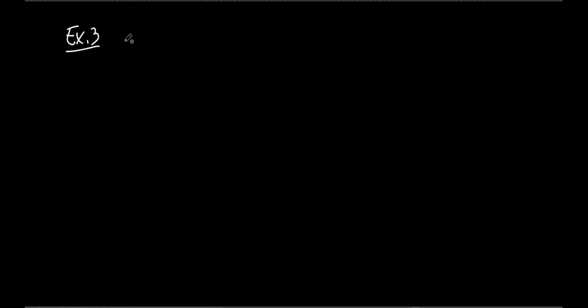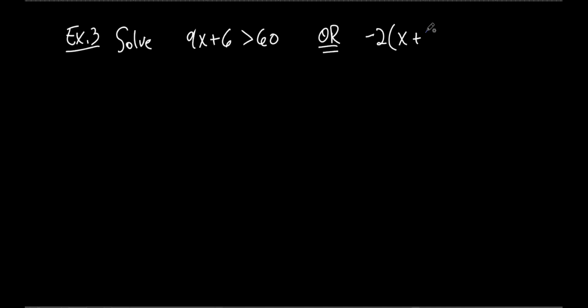Solve 9x plus 6 is greater than 60. And then they got an or. See that? This is a little different. I mean, our arithmetic, our algebra is basically going to be the same. It's just our final answer is going to look a little different than what we've been doing.